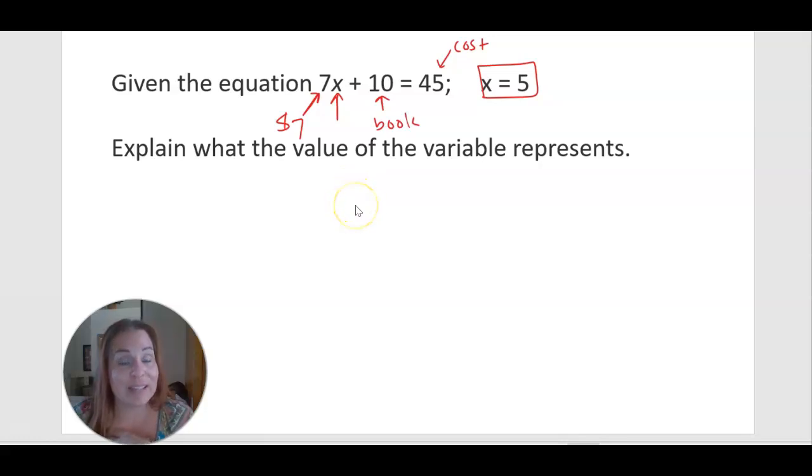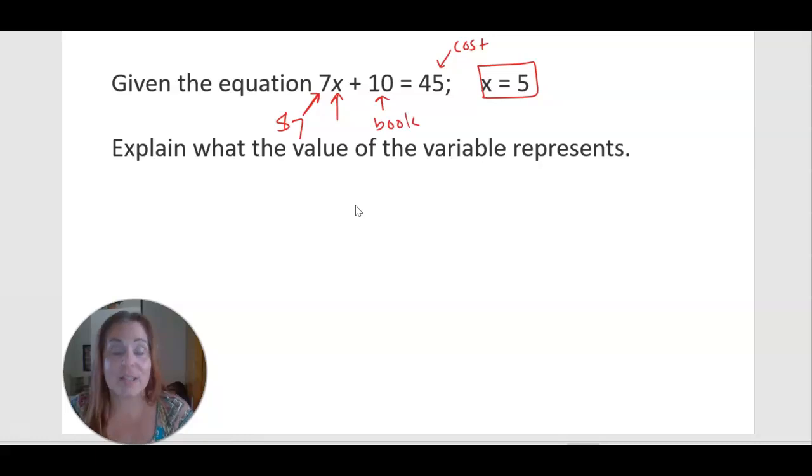Now, on your DBA, the equation is going to be the same, but you're going to come up with your own word problem, right? Then you're going to explain to me how to solve it and what your variable represents, because it won't be number of posters. That was mine. So it'll be whatever you choose to have it represent for your word problem.